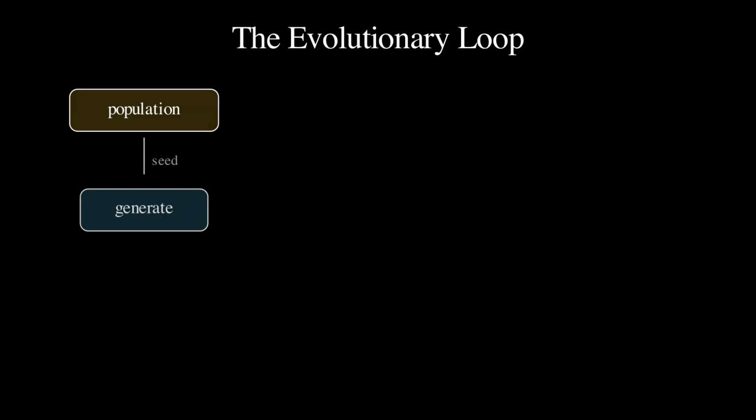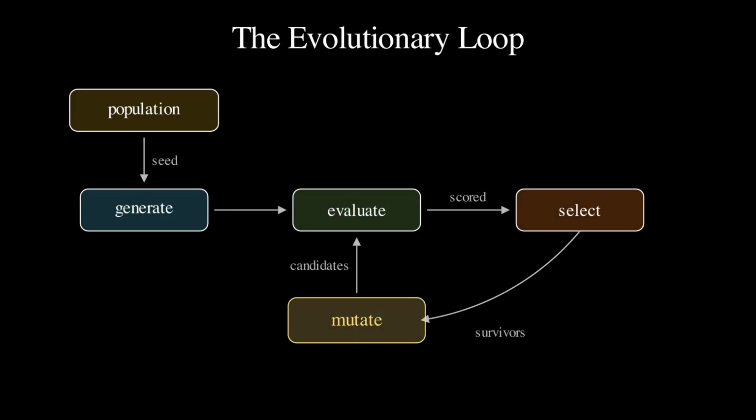Draw the loop, and one node is new. An initial population seeds generate once. Then the steady cycle runs. Evaluate, select, mutate, and back to evaluate. And it is mutate, not generate, that takes the survivors as input, so each round's candidates depend on the last round's best. Mutation is the single node absent from the plain loop.